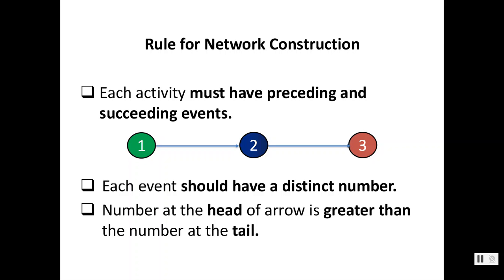As is clear from the depiction, for arrow 1-2, or activity 1-2, the head is with the higher number and the tail is with the lower number. 2 is higher, 1 is lower. Similarly, for activity 2-3, the head of the arrow is with the higher number 3 and the tail is with the lower number.